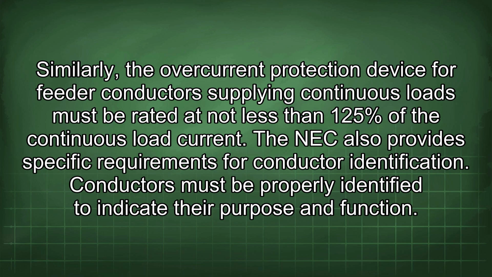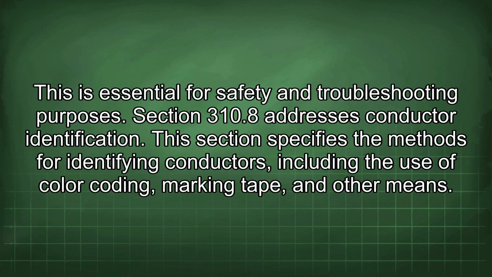The NEC also provides specific requirements for conductor identification. Conductors must be properly identified to indicate their purpose and function. This is essential for safety and troubleshooting purposes. Section 310.8 addresses conductor identification. This section specifies the methods for identifying conductors, including the use of color coding, marking tape, and other means.